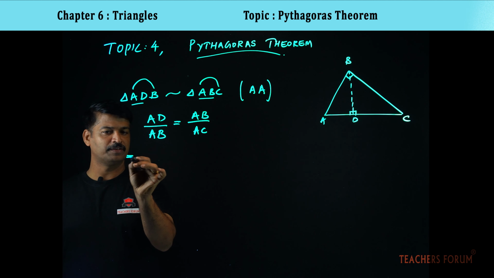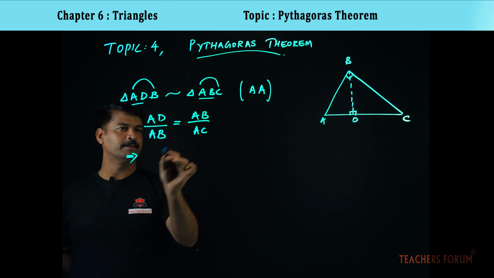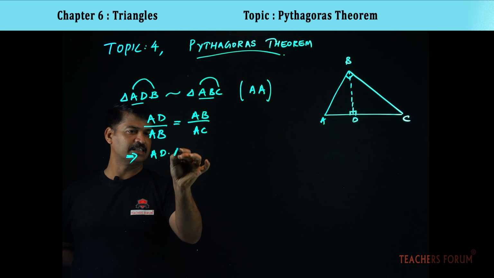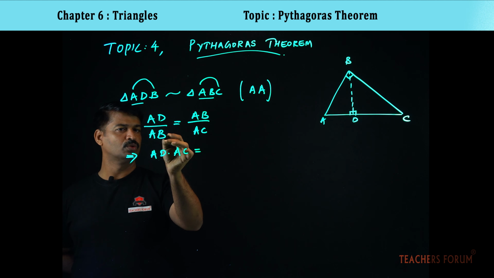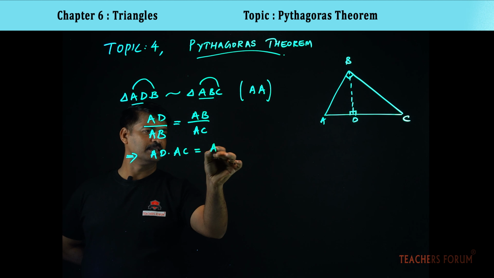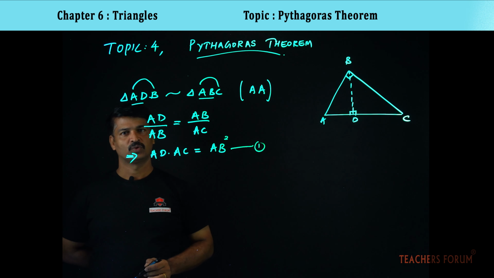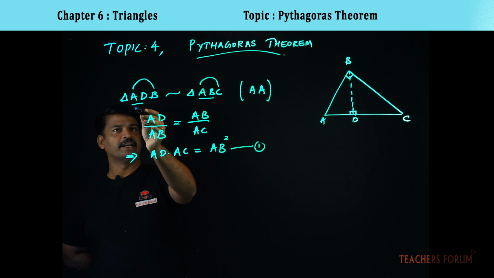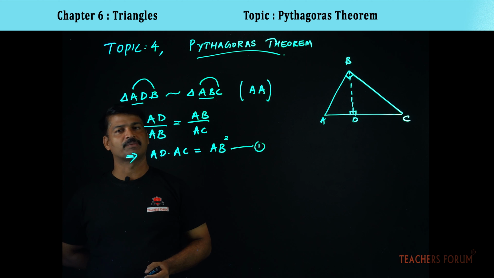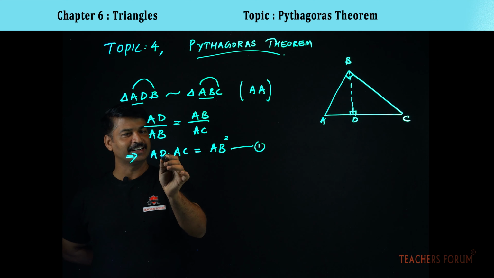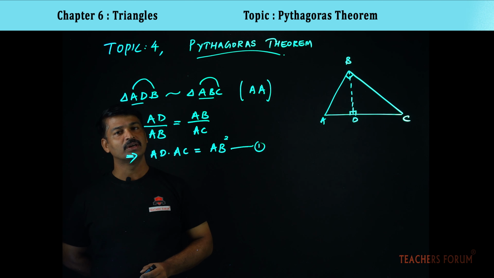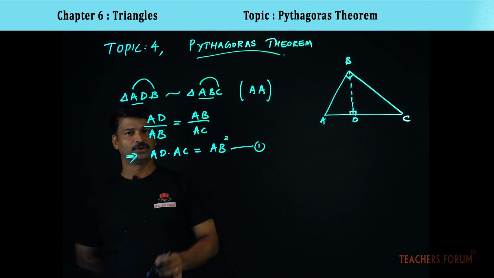From this, if you just cross multiply, you will get AD into AC is equal to AB into AB, that is AB square. Let it be equation number 1. Okay. So from triangle ADB and triangle ABC, we got AD into AC is equal to AB square. I think it is clear to you.